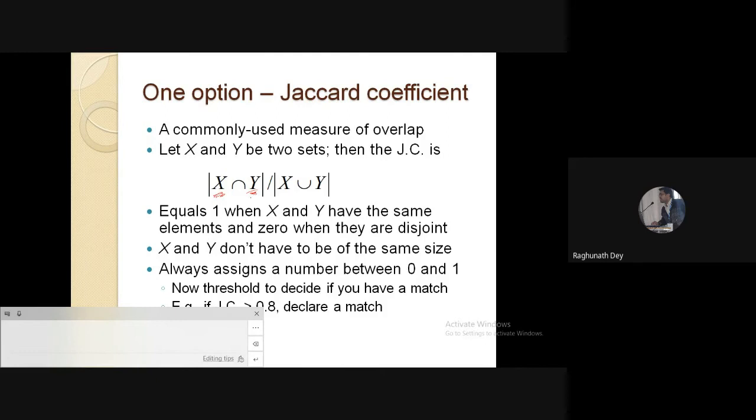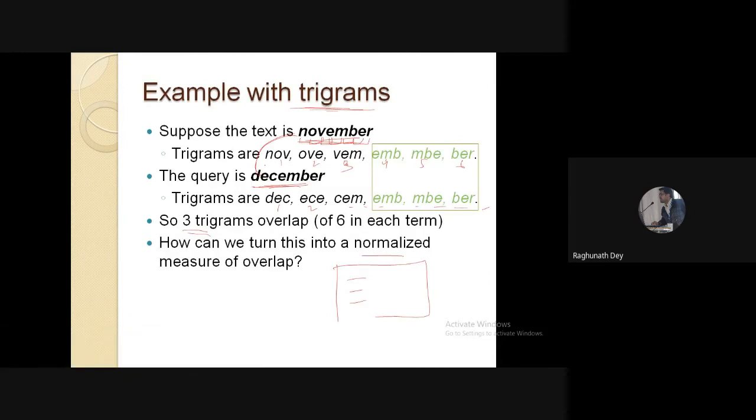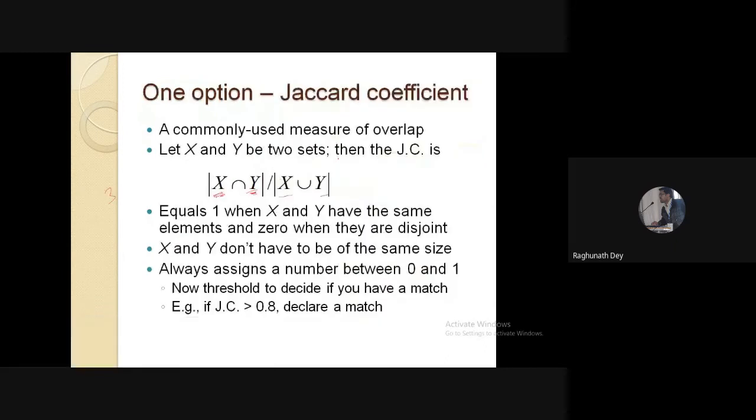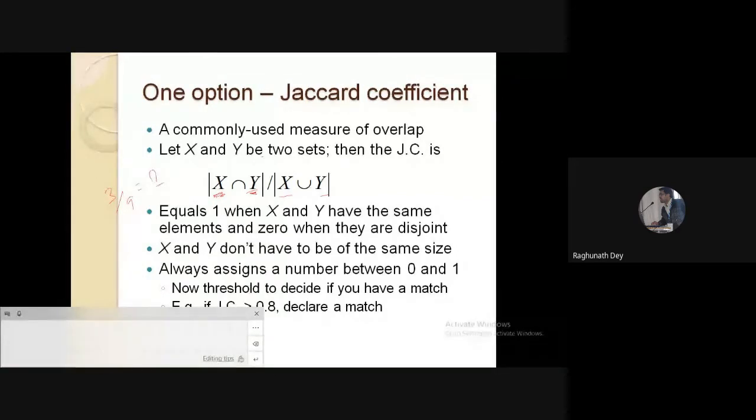Find the common intersection. What we got here is 3, November and December, and x union y. X union y will be how much? It is 6 and 3 common plus 3, 9. X union y will be 9. So what are you going to calculate? You are going to calculate 3 by 9. Whatever the value, that will be the Jaccard coefficient value.